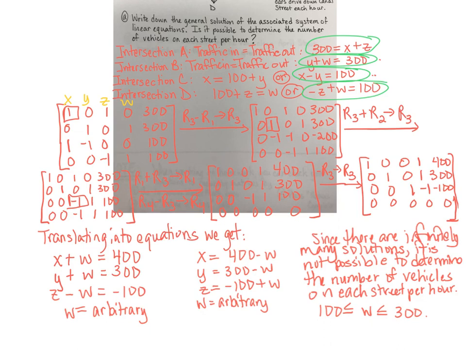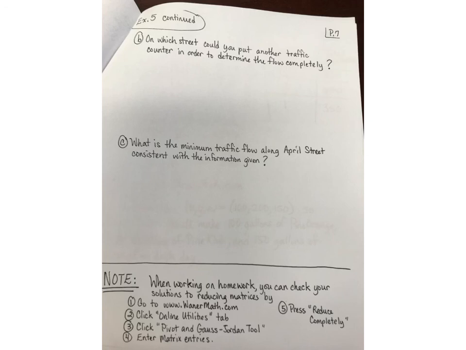Okay? Now we can go on to the other parts. So now the second and third part of the example. Let's answer these questions. It says, on which street could you put another traffic counter in order to determine the flow completely?